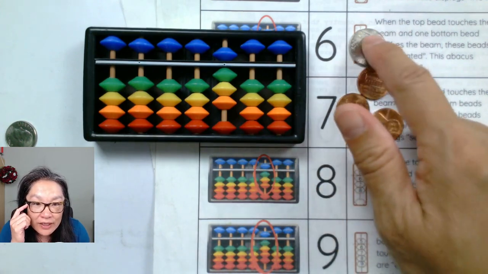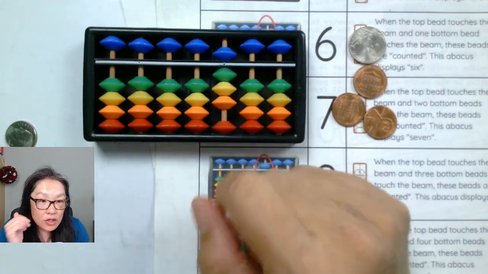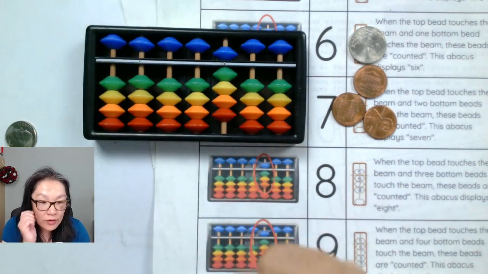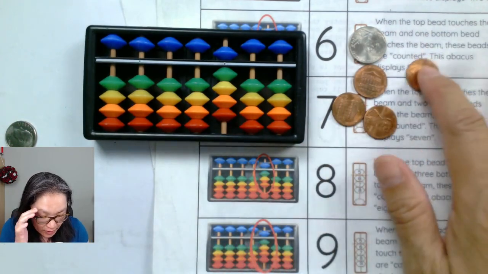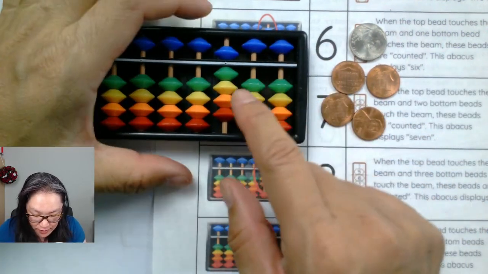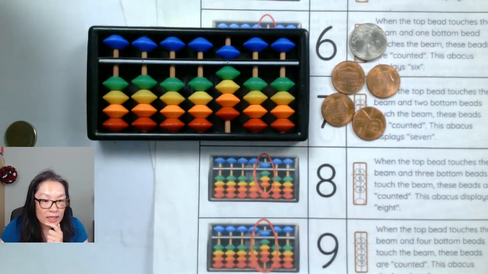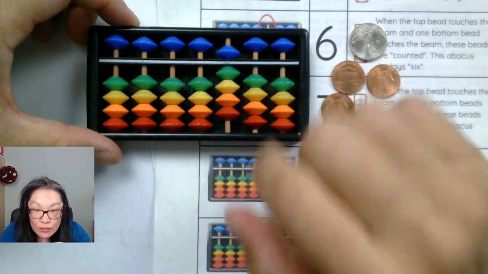So what are we doing? We're at 8 right now. 5, 6, 7, 8. That's what 8 looks like. So when we look, this is 9. So I'm going to add another penny, and this is 9. Some people get kind of confused with the amount of beads that are there. Okay, it's okay.